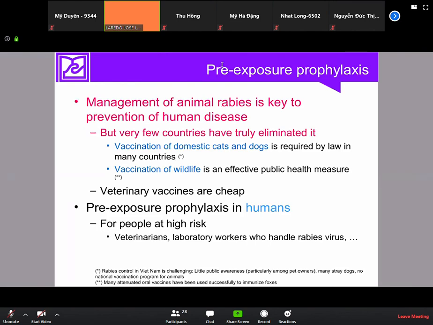So what about pre-exposure prophylaxis? This is not good for humans. We have vaccines, yes, but this vaccine is only given for some people, for people with a very high risk, for veterinarians, for laboratory workers, and people who handle animals. Not for all the people, only for some people.